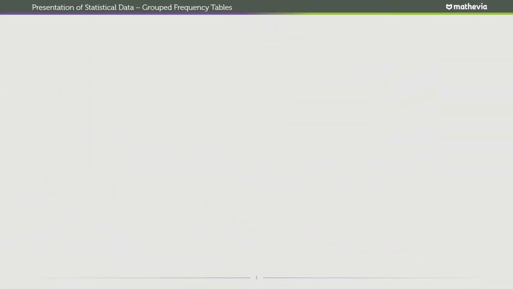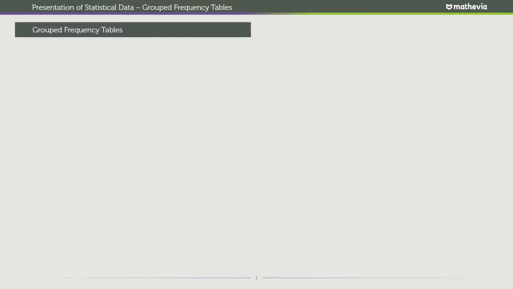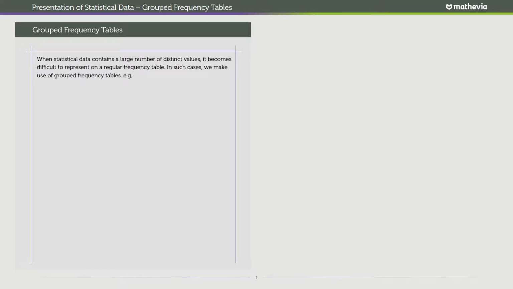So, presentation of statistical data, grouped frequency tables. Now, what exactly are these about? When statistical data contains a large number of distinct values, it becomes difficult to represent it on a regular frequency table. Okay? In such cases, we make use of grouped frequency tables. Now, the key phrase here, large number of distinct values.